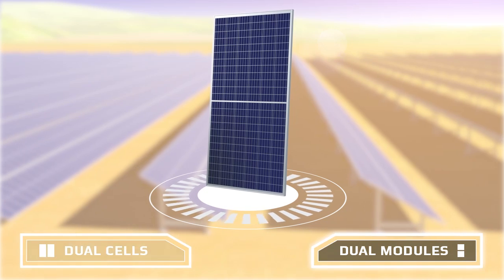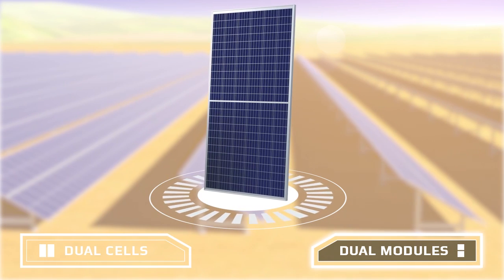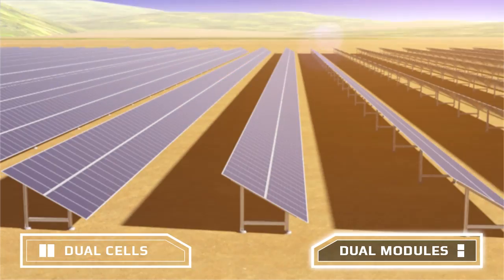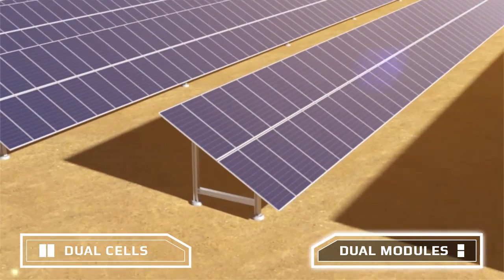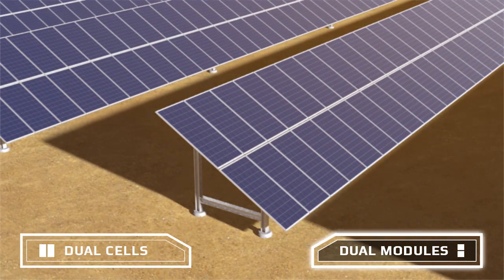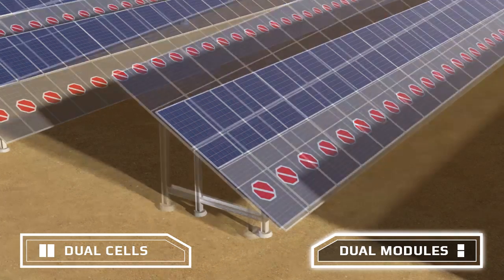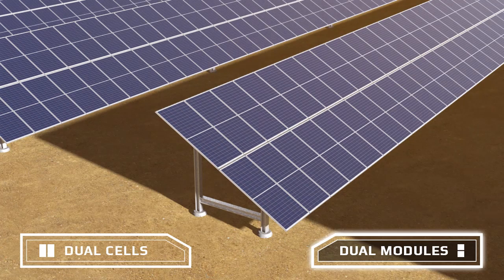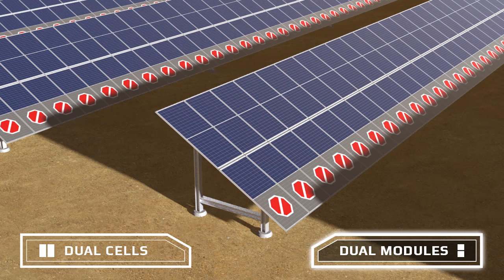Next, let's look at dual module design. COO modules operate like two modules in one, which gives COO modules better shading tolerance. With a standard PV module in portrait orientation, when the bottom portion of the module is shaded, the entire module stops producing. With COO modules, when the bottom is shaded, only the bottom half of the module stops producing. This allows you to optimize your system design for tighter inter-row spacing.